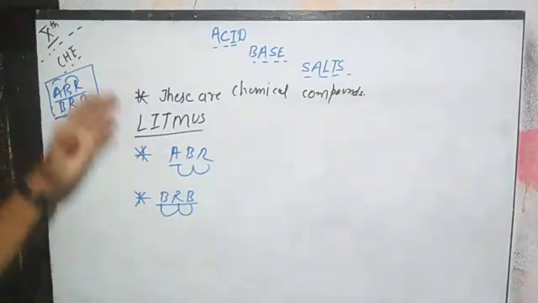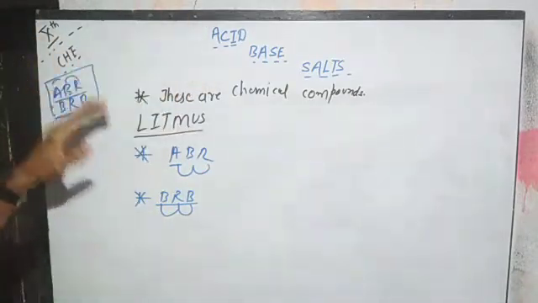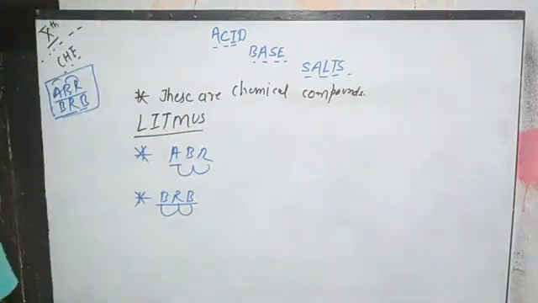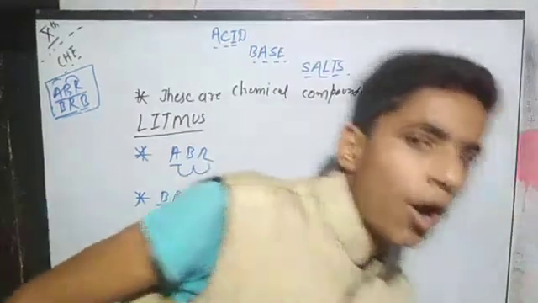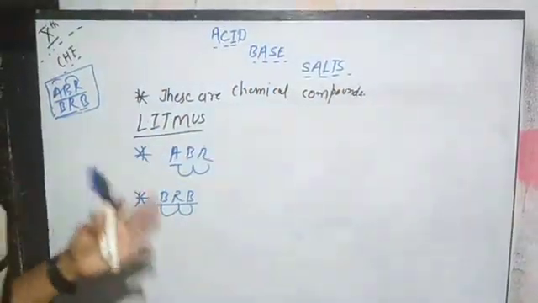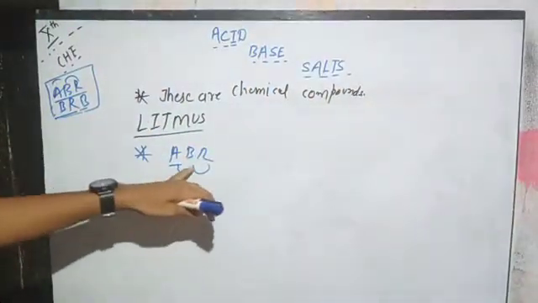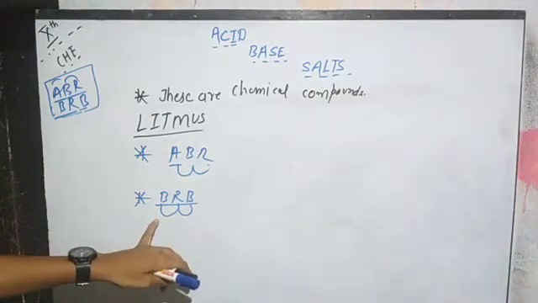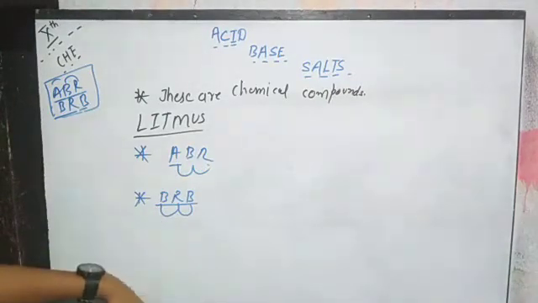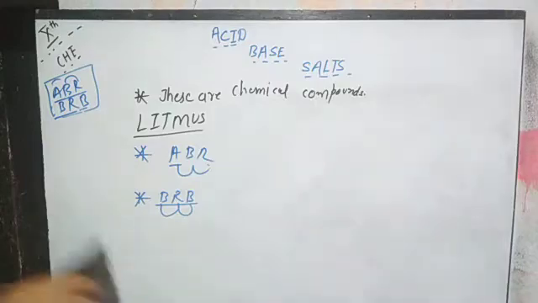And now look here. After testing a solution in litmus paper, we will test in phenolphthalein and then we will test in methyl orange. So is it clear how an acidic solution behaves in litmus paper? An acidic solution changes blue color into red, whereas a base solution changes red color into blue of litmus paper.